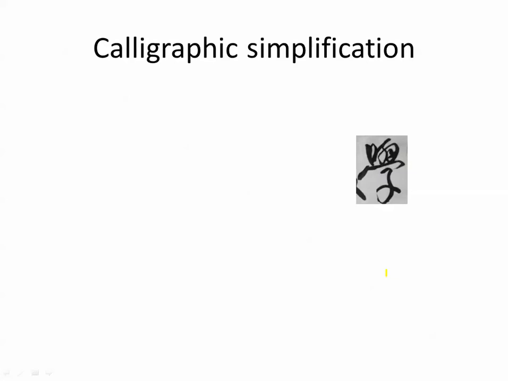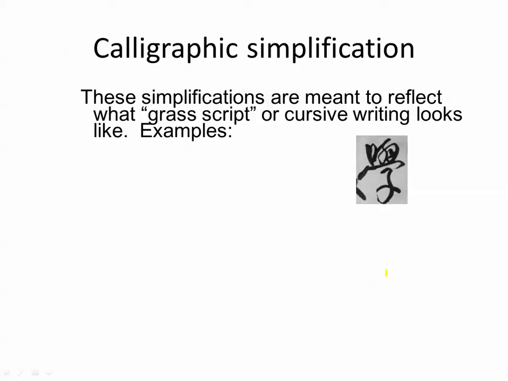Okay, the first type of simplification is called calligraphic simplification. These are meant to reflect what the grass script or the cursive writing of that character, think back to the calligraphy unit, what that would look like. So if we were writing with a brush and we were dragging our brush across the page and not making clear each individual stroke, what might that character look like?